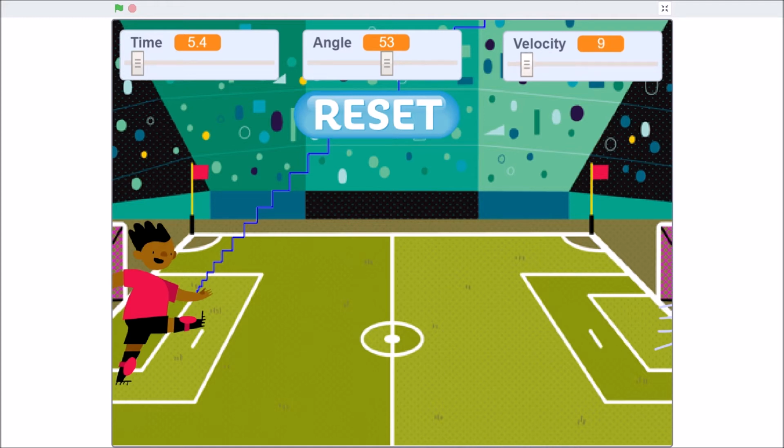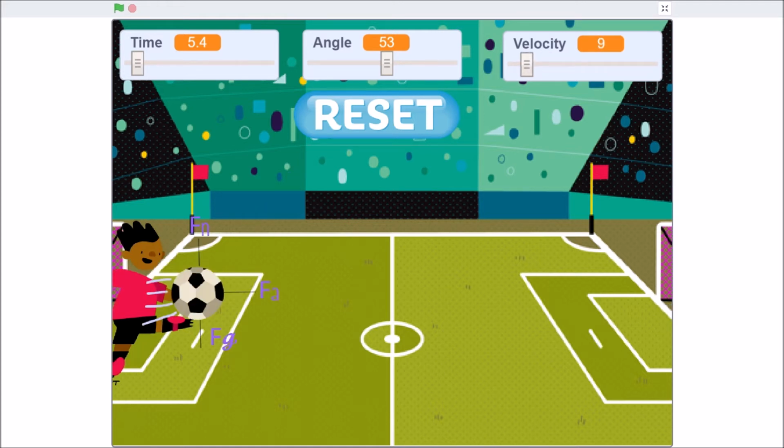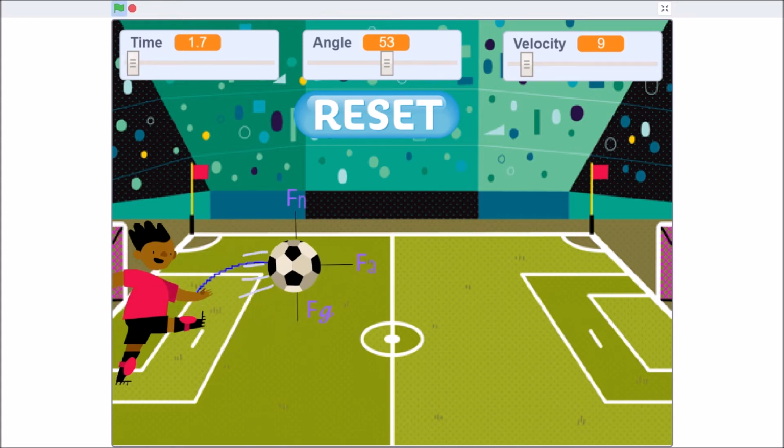Let's say 9. Let's reset the simulation and play. If you decrease the velocity, then the ball would not make it into the net simply because it was not fast enough and did not have enough speed to increase the displacement. Time in this case cannot be changed, as time will always start from 0 at the beginning of the simulation.